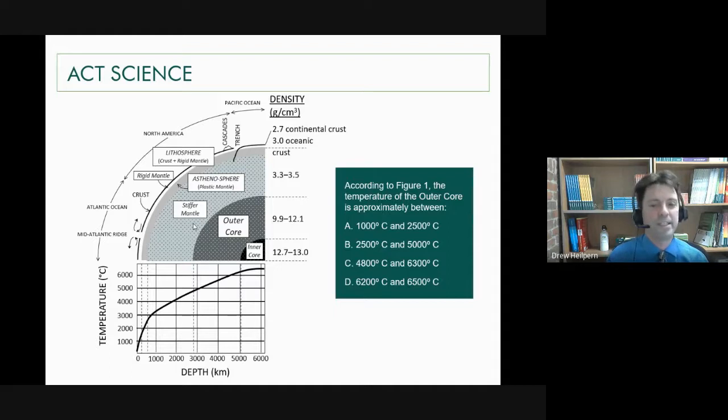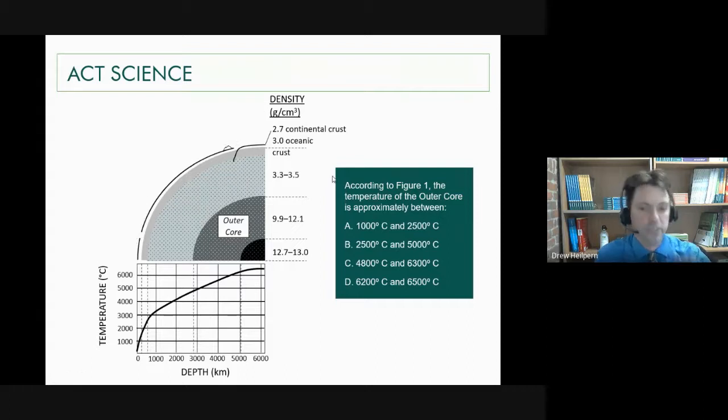I have no idea what an asthenosphere is. I have no idea what a lithosphere is. I don't need to know any of that in order to answer this question. So really what I need to do is just simplify this a little bit. According to figure 1, the temperature of the outer core. So my first assignment is to find the outer core, which has to be between these 2 dashed lines. And then I know how to read a graph.